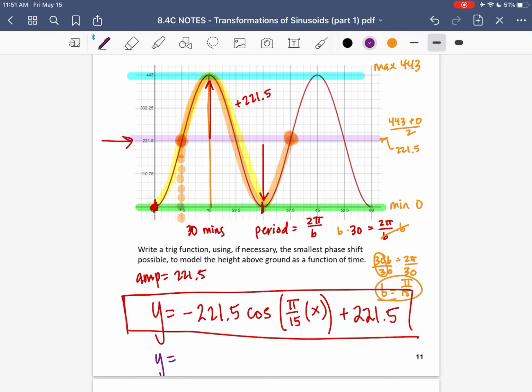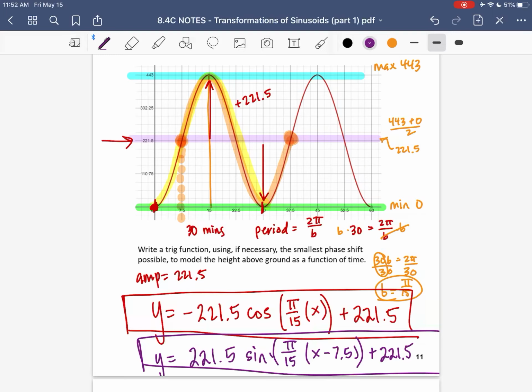If you wanted to do it as a sine function instead, you could do that as y equals. It doesn't need to be reflected, but the amplitude would still be 221.5 sine. The period's going to be the same, so pi over 15. But then you'd need to shift to the right 7.5, so we do x minus 7.5. Bam, bam, and then still plus 221.5. So that's what it would look like if you did it as a sine function instead of a cosine function. I kind of think the cosine one's easier. If you can avoid phase shifts, that's nice. Phase shifts just kind of complicate stuff.